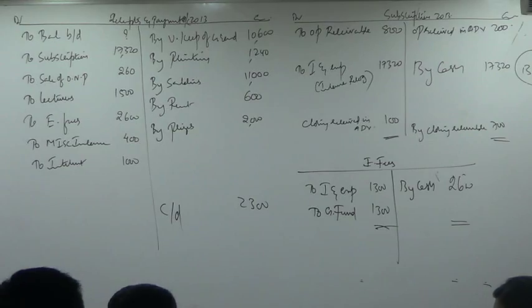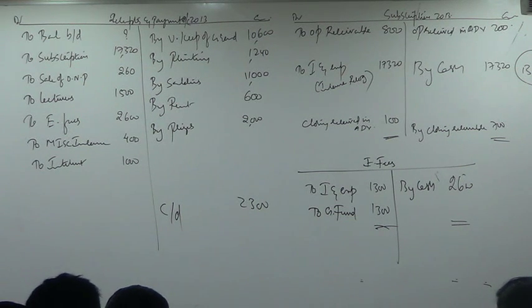Next. Corrected. I'm going to assume it as corrected. See, if it was not corrected, then you have to pass the entry accrued interest account debit to interest. Accrued interest should appear as an asset. Is it appearing? No. Accrued interest account debit to interest. If this is the entry, accrued interest will appear as an asset.